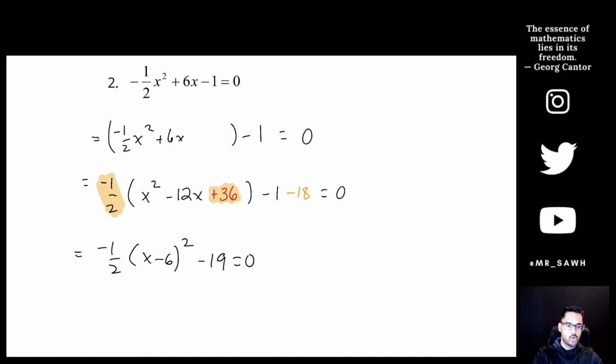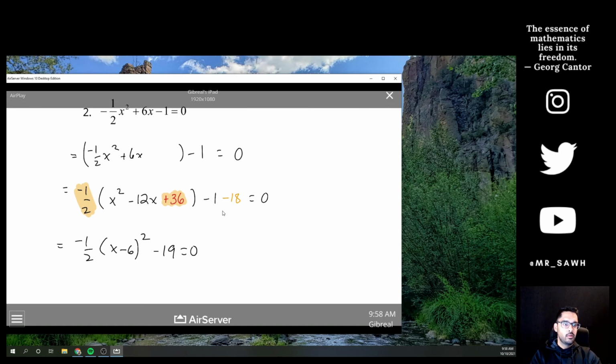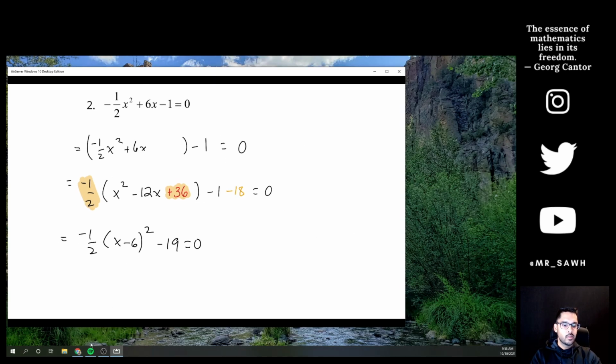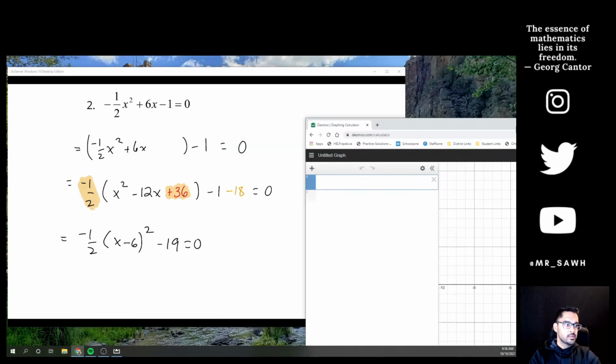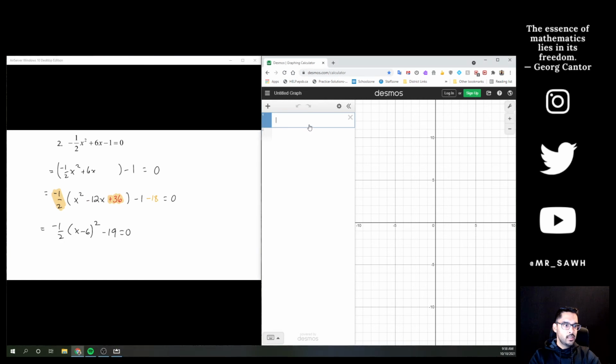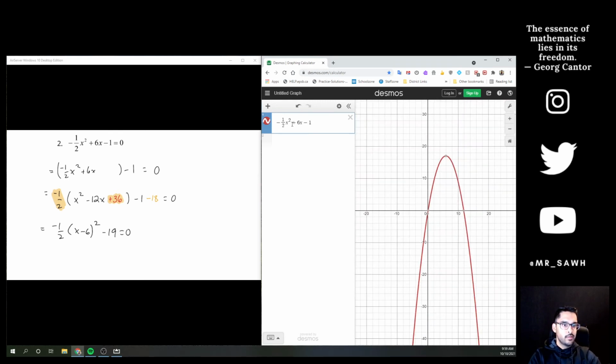So if you're ever unsure about your completed square format, what you can do is just graph it. Again, I'm just going to use Desmos because it's easy to plug it in here. So negative 1 over 2 x to the power of 2 plus 6x minus 1. Oh, I put an equal. That's supposed to be a negative. There we go. Okay, so there's the original, negative 1/2 x squared plus 6x minus 1.